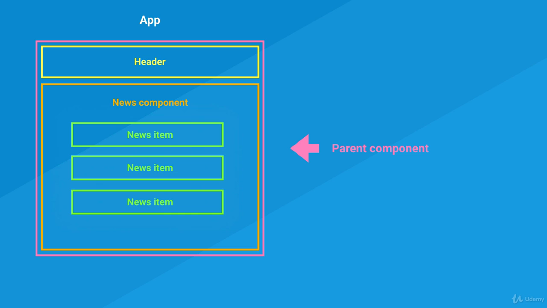So to sum everything up, we can have 4 different components. We have the parent component, we have the header component, that's 2, we get the news component, that's 3, and then the news item. We have 4 components.